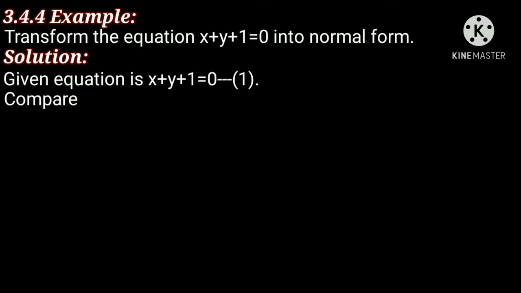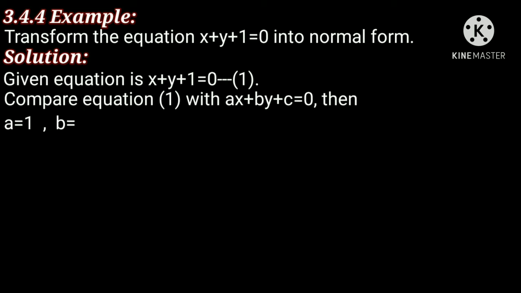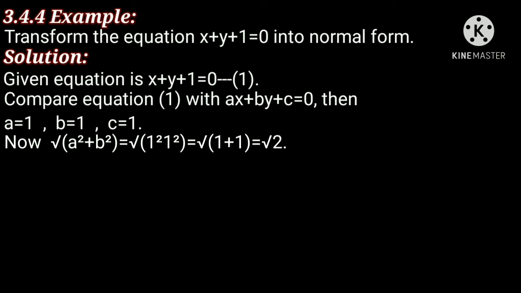Compare equation 1 with ax plus by plus c equal to 0, then a equal to 1, b equal to 1 and c equal to 1. Next we find the square root of a square plus b square value. Now square root of a square plus b square equal to square root of 1 square plus 1 square, that is equal to square root of 1 plus 1 equal to square root of 2.